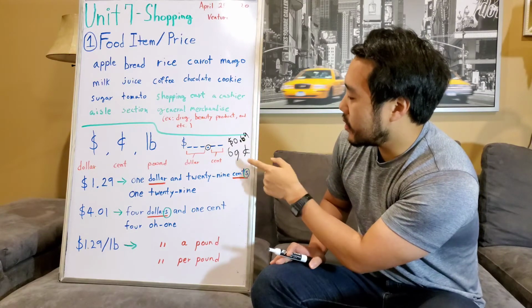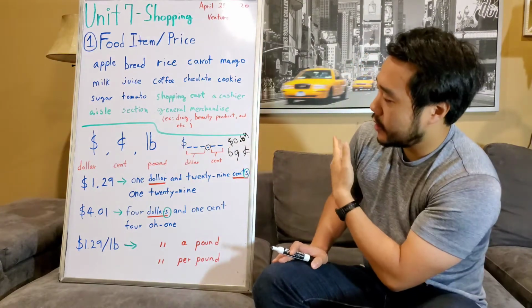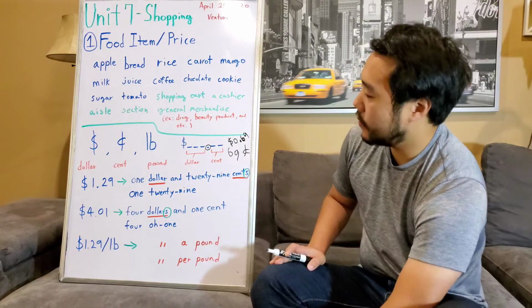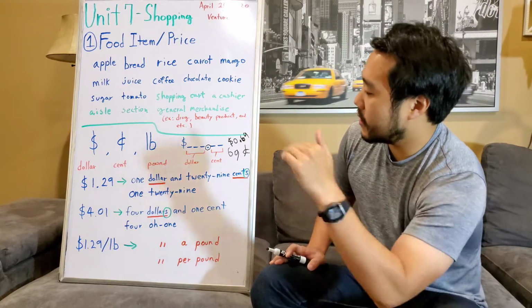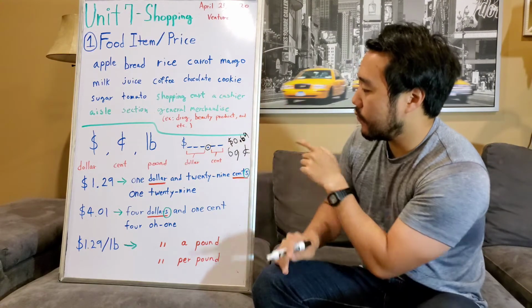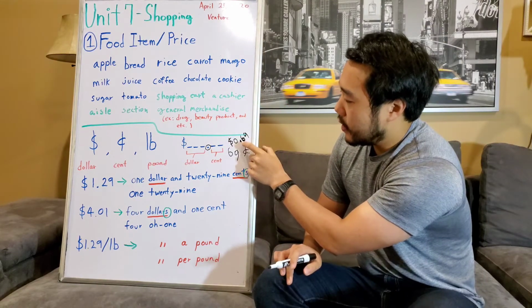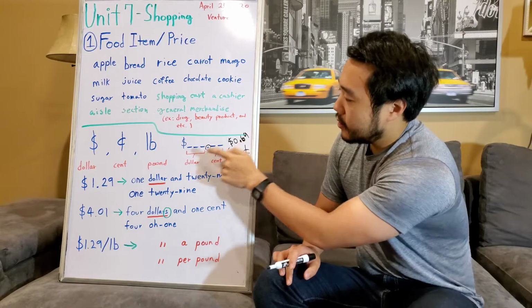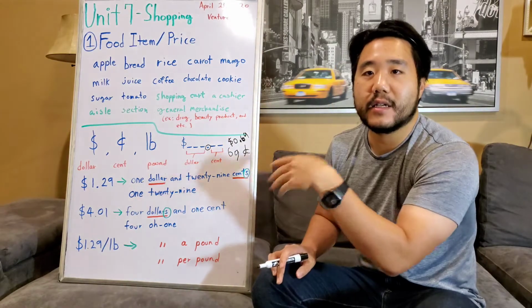So you want to write a cent symbol on the right and a dollar sign on the left. And then if it's less than a dollar, you want to make sure you have a 0 in front of the dot, the dot symbol. So it indicates that it's $0.